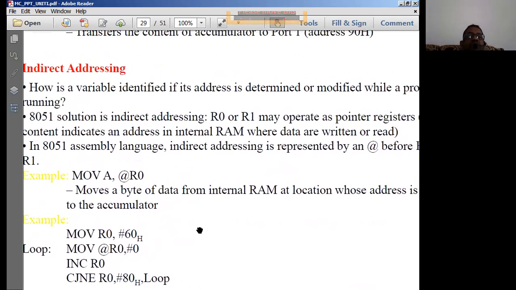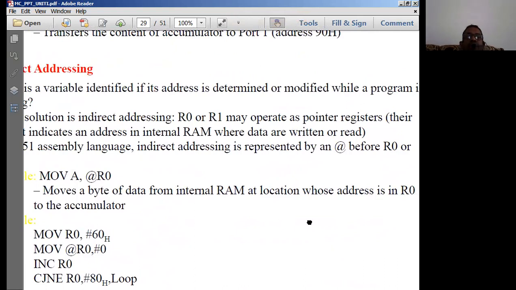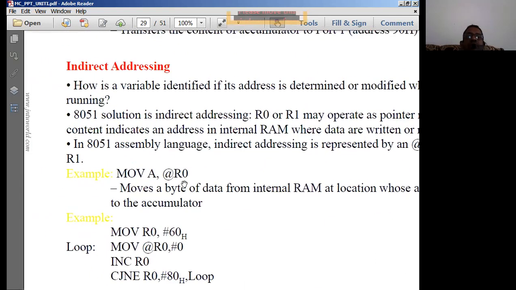So what does @ mean? It moves a byte of data from internal RAM at the location whose address is in R0 to the accumulator. That means R0 contains the address, and at that address in the RAM area there is some 8-bit data. If you use the @ operator, it simply brings out the value at that address. So the value at the address contained in R0 is simply brought into register A. This is the meaning of this. The @ is nothing but the value-at-address operator.